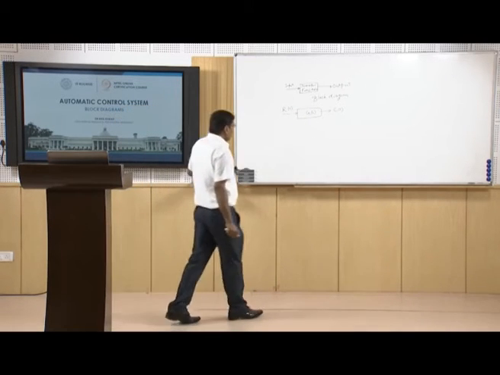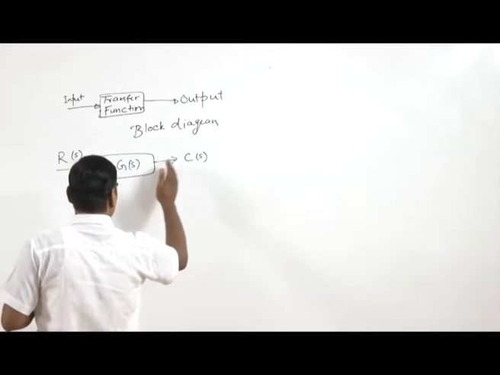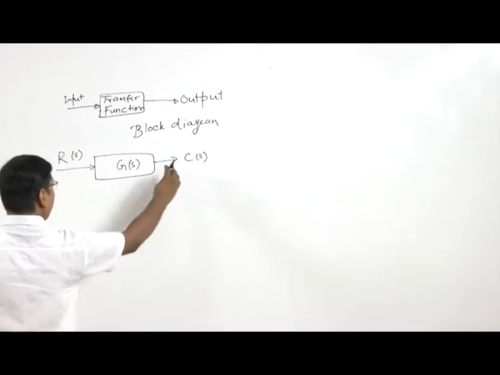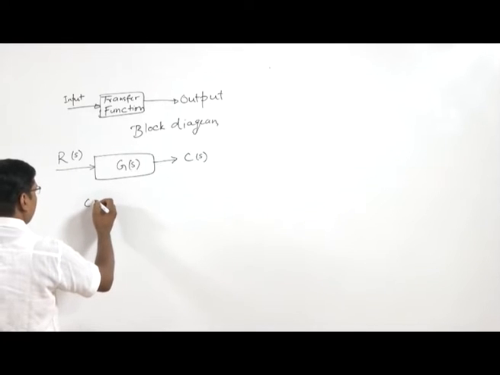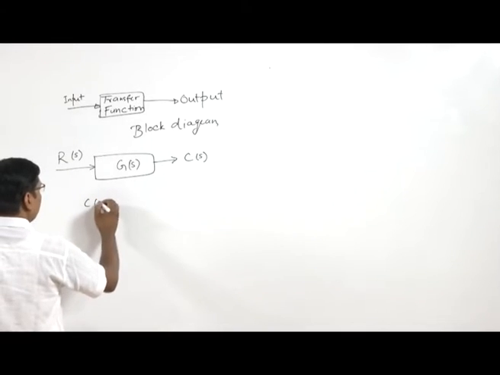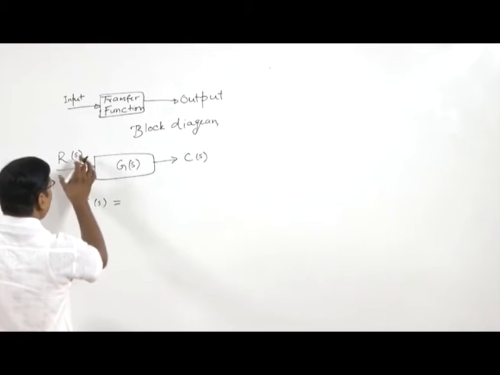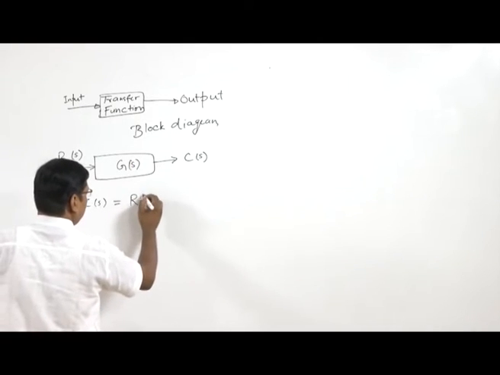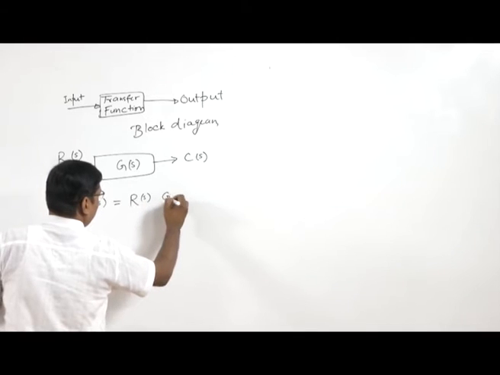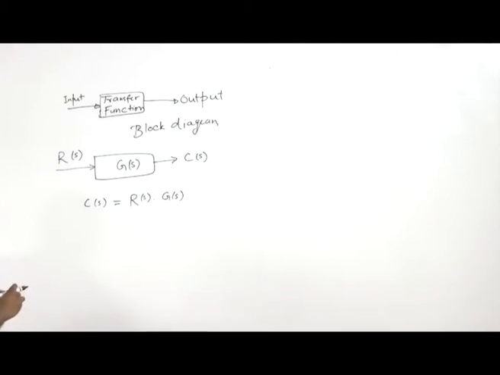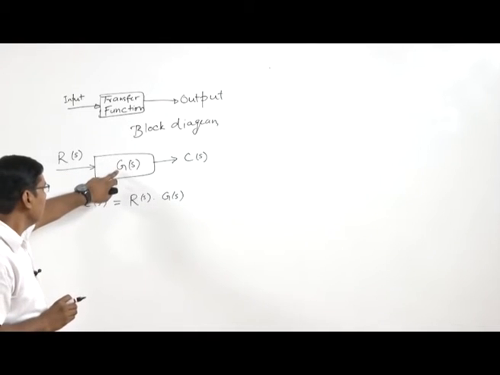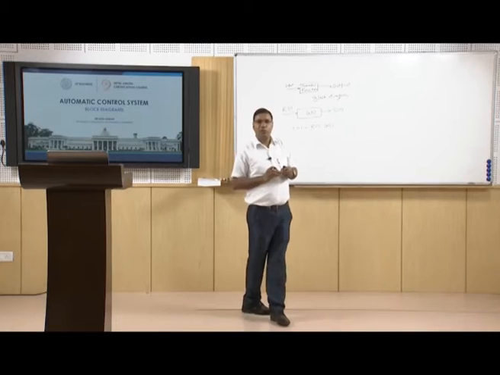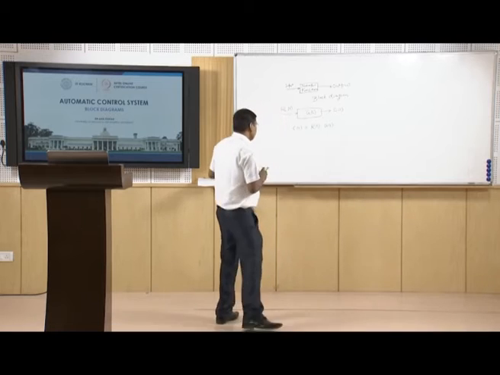So a block diagram has some input, transfer function and output. So here we can write C(s) equal to R(s) into G(s). So the output is, if you multiply the input with the transfer function of the block diagram, this is the output.